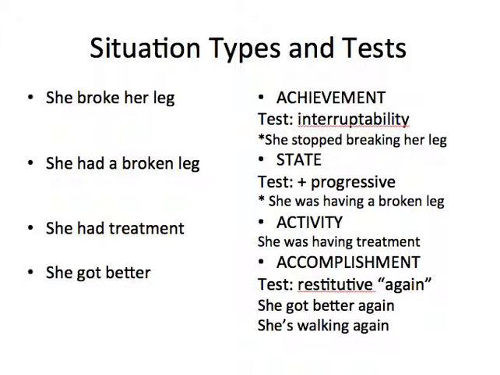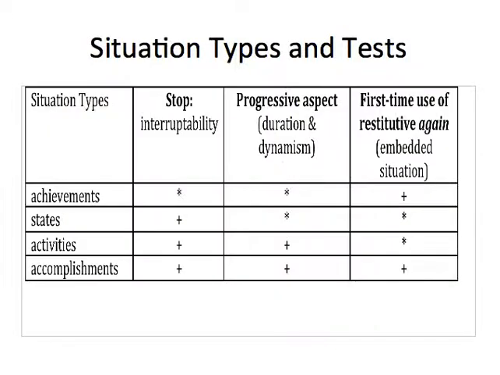One test of this is the restitutive again, that is, you revert to an original state of being better or of being good. Okay, so she got better. She got better again. She's walking again. She couldn't walk, and now she can. So you're restoring an original situation. Okay, so there's a summary of the particular lexical types and the kinds of tests we can do for them.